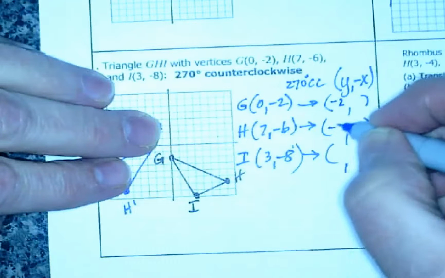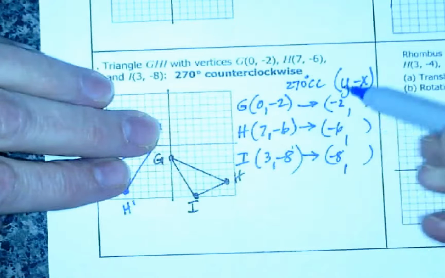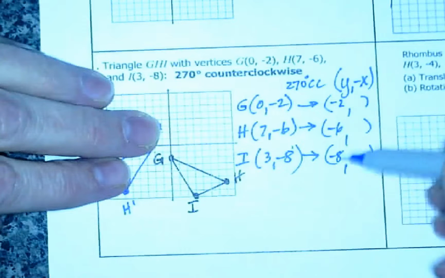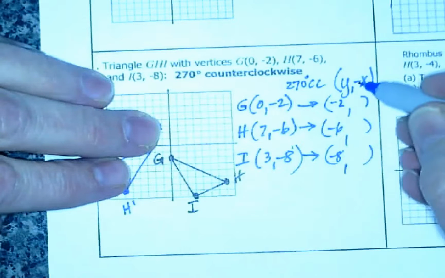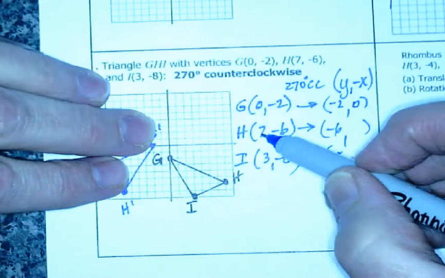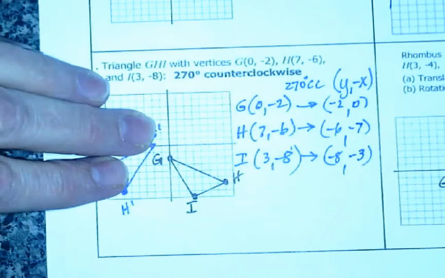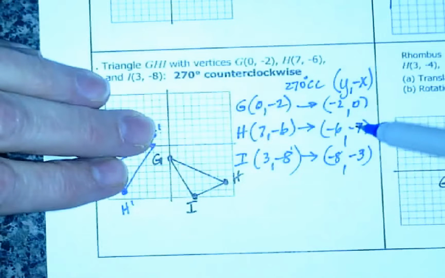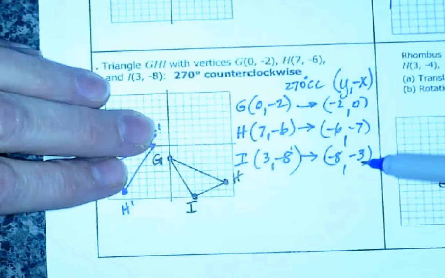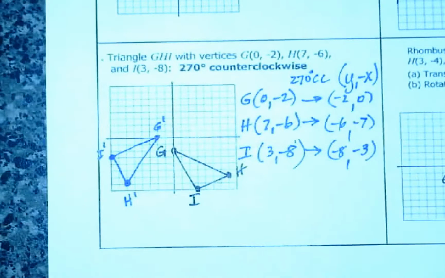So I'm going to rewrite all of those. See, negative 2, negative 6, negative 8. That's all my new first positions. My second position is going to be opposite x. So here's x. Opposite of 0 is 0. Here's 7, negative 7. 3, negative 3. So now my new image points are going to be (negative 2, 0), (negative 6, negative 7), (negative 8, negative 3). I come over here and I plot those 3, and there is my new shape.